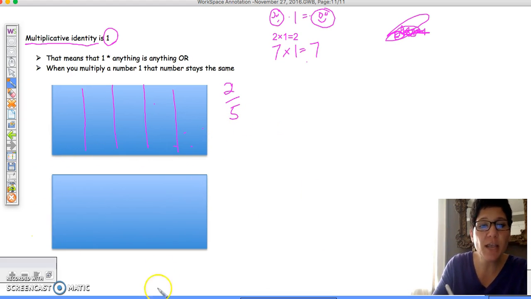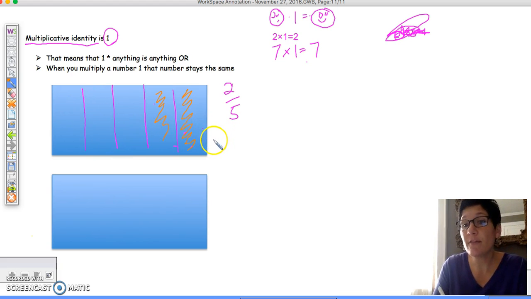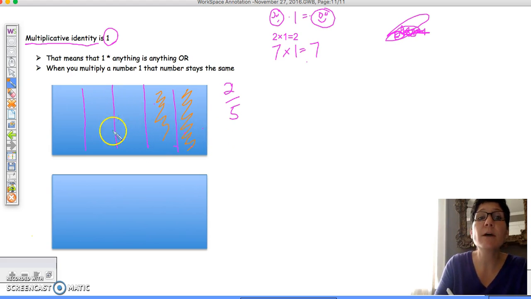So I'm going to shade 2 out of 5 on this side, right? So this represents 2 out of 5, okay? So let's say 2 out of 5 people decided to eat ice cream. The other 3 out of 5, I hope you say, did not eat ice cream, okay? Because if you think about it, those two have to add up to a whole, right? So if 2 out of 5 people ate ice cream, that means 3 out of 5 people did not, okay?